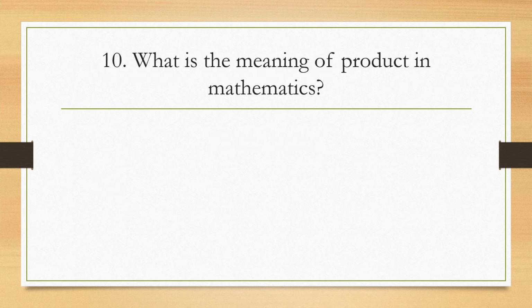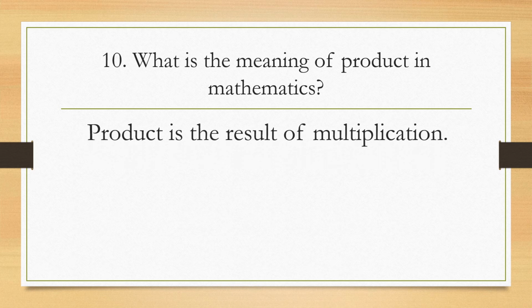Okay? Number 10, what is the meaning of product in mathematics? So if I'm going to say, what is the product of 2 by 2? That means 2 times 2, okay, is equal to 4. So the product of 2 times 2 is 4. Okay, so product is the result of multiplication. So if the question says, what is the product? Meaning you are going to multiply, okay, because it's the result of multiplication.